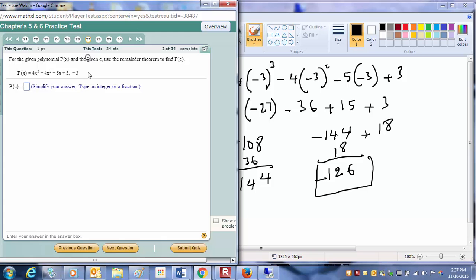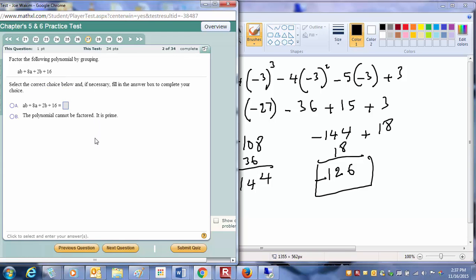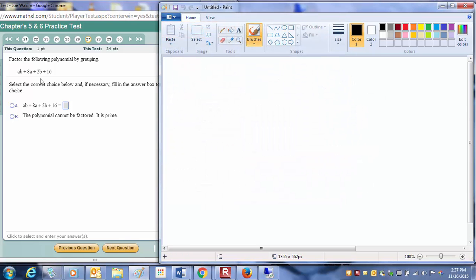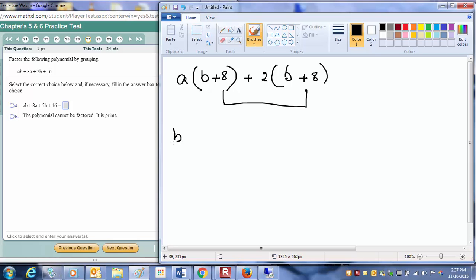Let's try number 27. Factor the following polynomial by grouping. To factor by grouping, we have to start with the first 2 terms and the last 2 terms. The first 2 terms, the common factor is a, and we end up with b plus 8. The last 2 terms, the common factor is 2, and we end up with b plus 8. Notice that we have b plus 8 here, b plus 8. We can take b plus 8 as common factor. We are left with a and plus 2. Final answer.